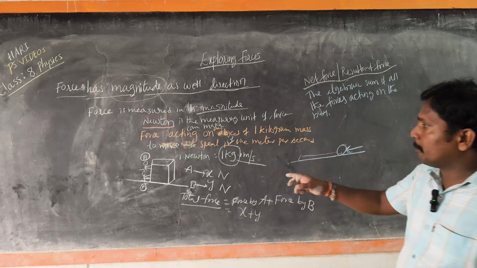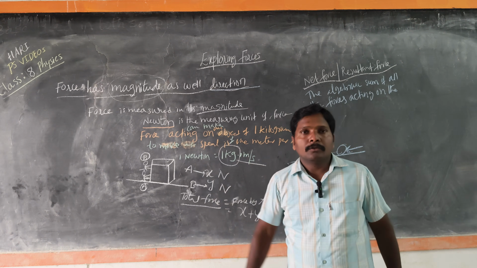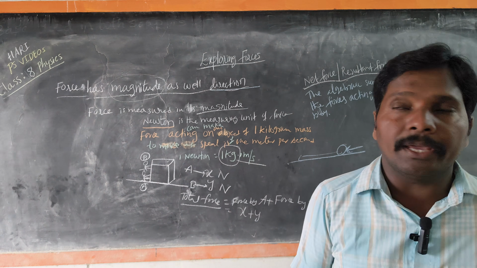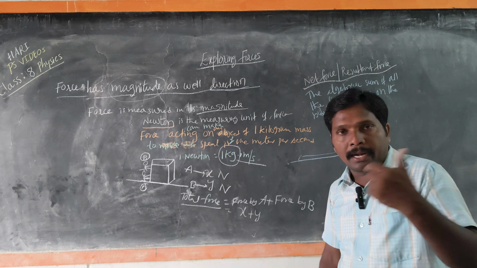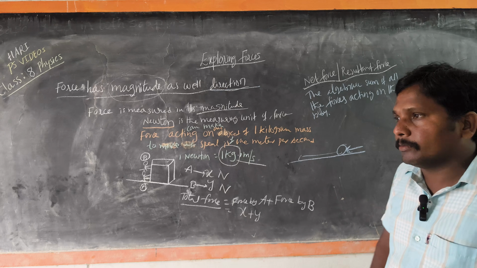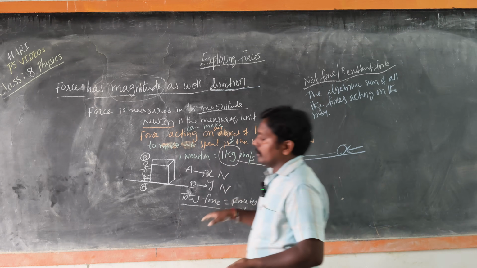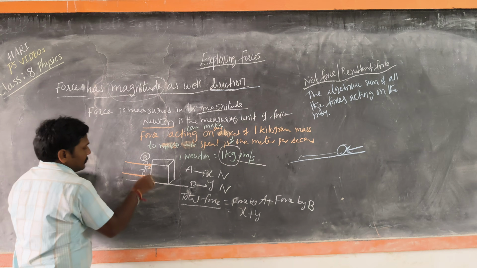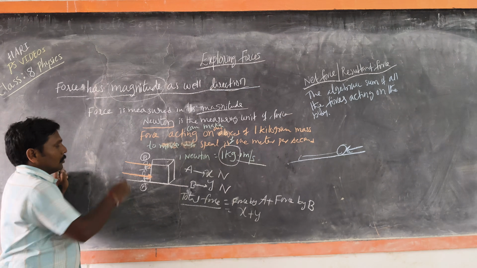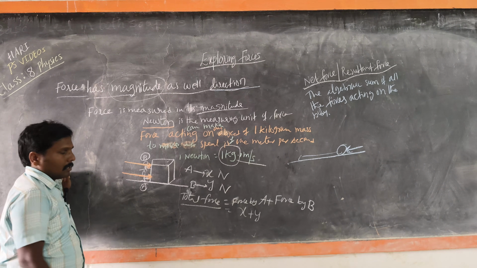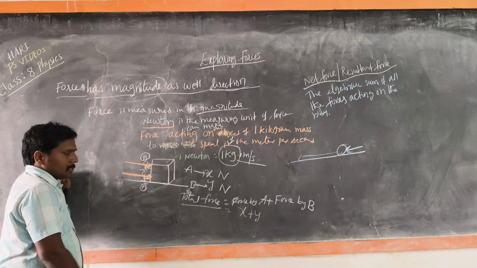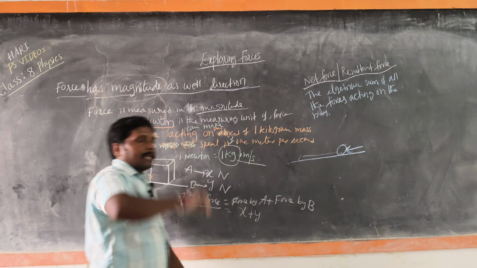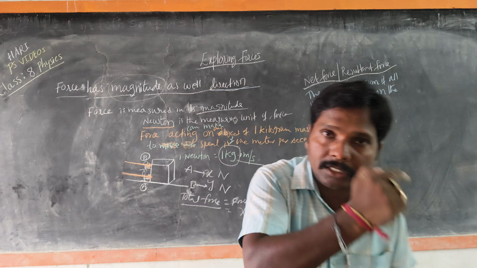If two or more forces are applied on the object in the same direction, see here, in this direction they are applying force, left to right. So the resultant force or the net force is x plus y. Both are applying in the same direction.